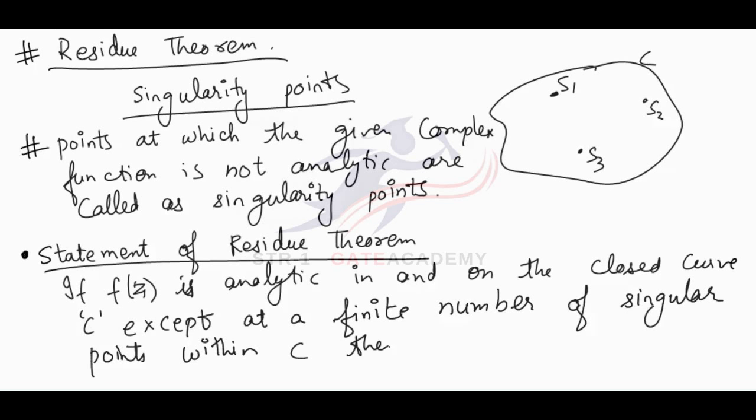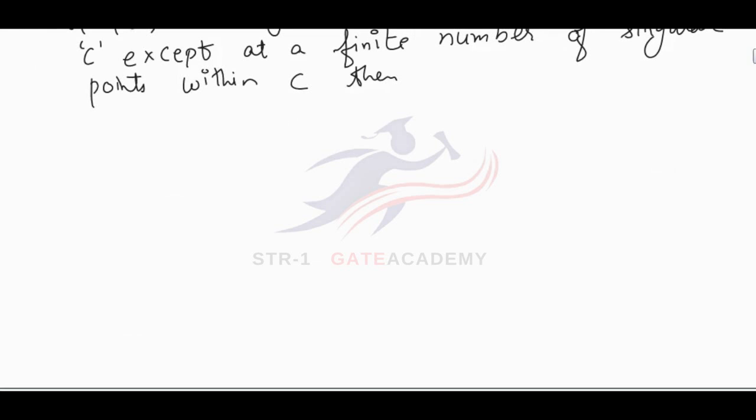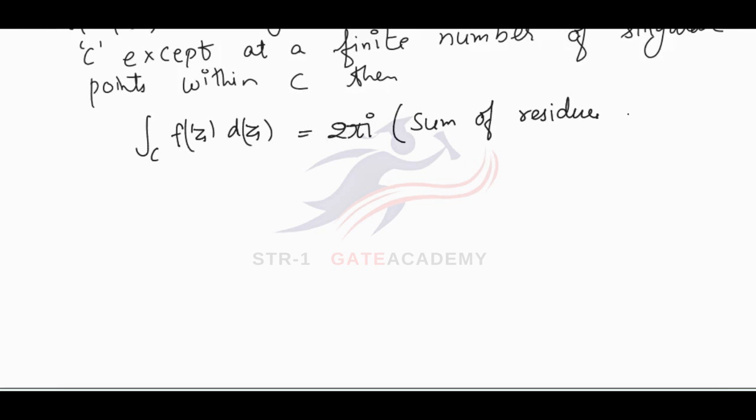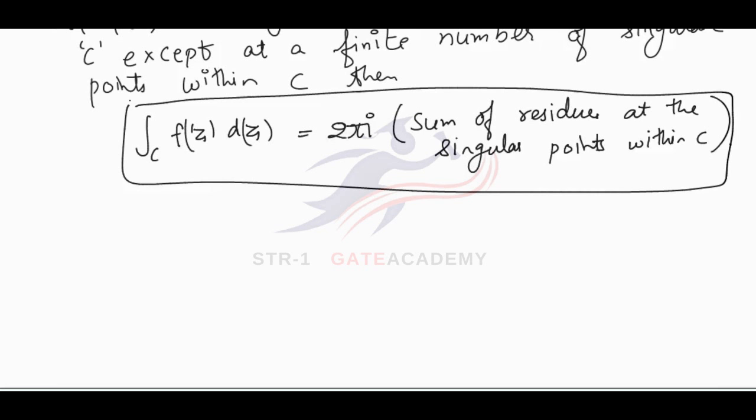then according to the residue theorem, the integral of f z dz will be equal to 2 pi i times the sum of residues at the singular points within C. This is the statement of the residue theorem basically.